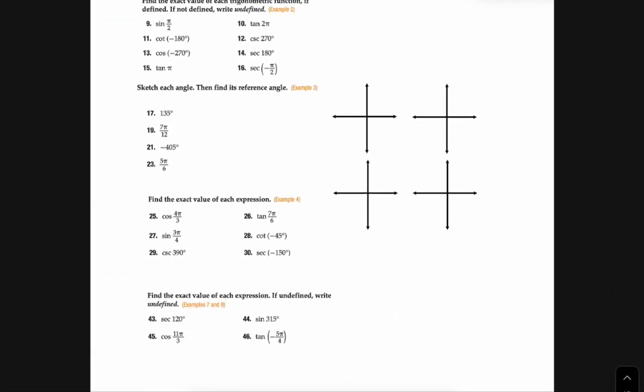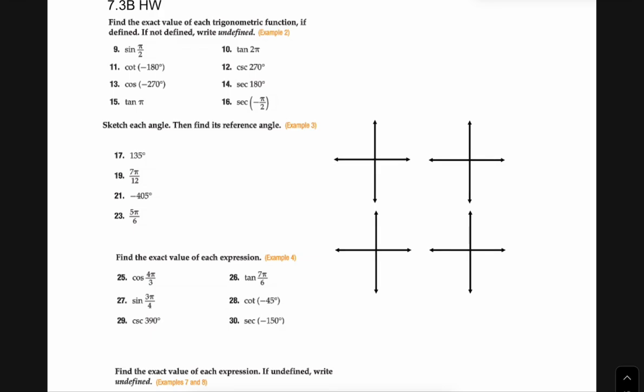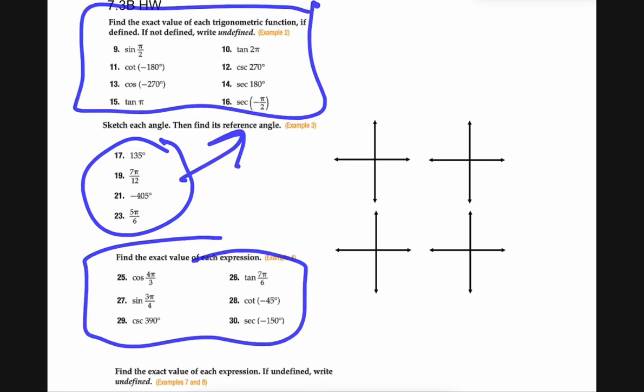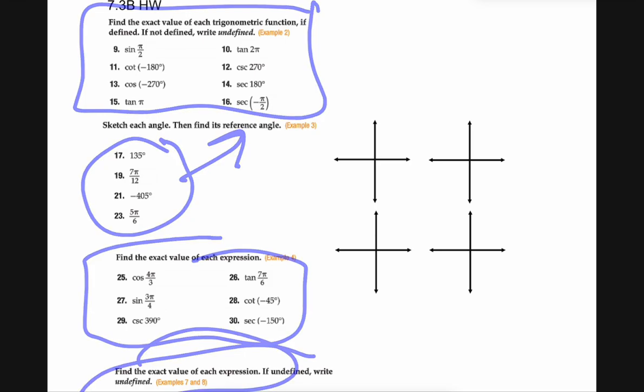Okay. So now here is your homework. See where it says to find the exact value. Yes, you're going to be using the unit circle the whole time. For these ones, you're sketching the angle and nothing more. These ones are unit circle values. The top ones are unit circle values. The bottom ones are unit circle values.